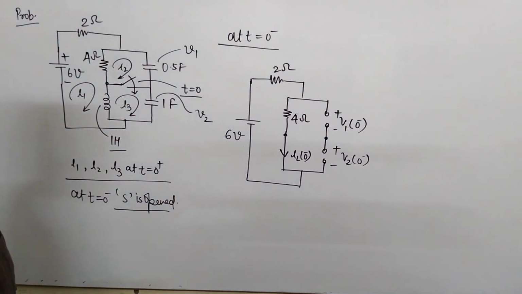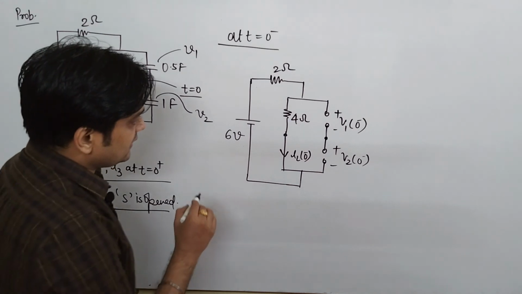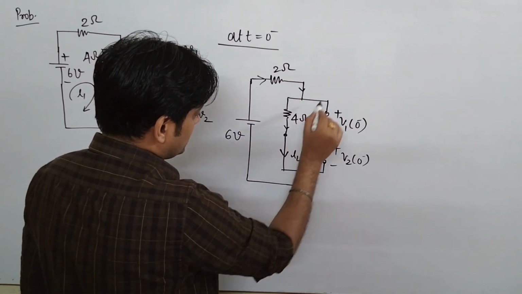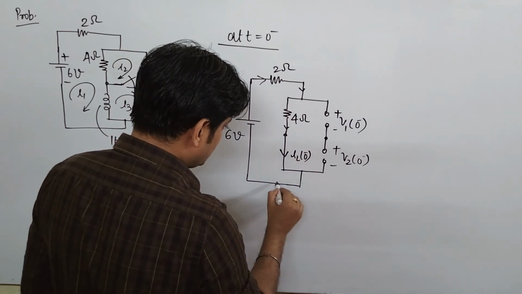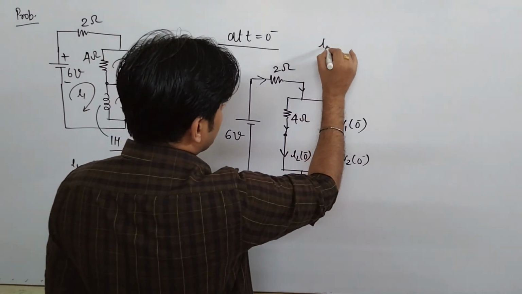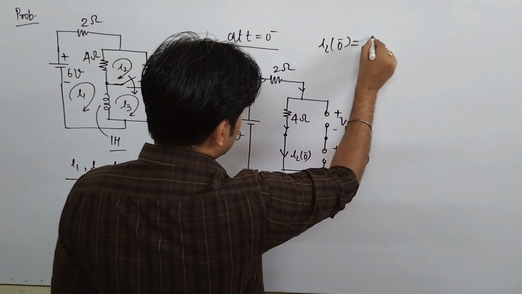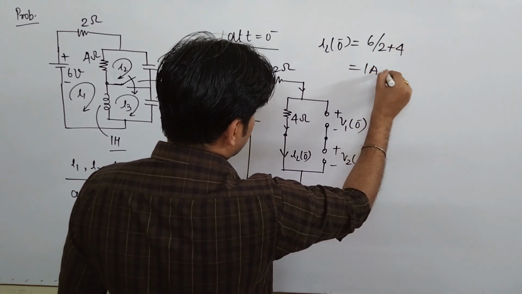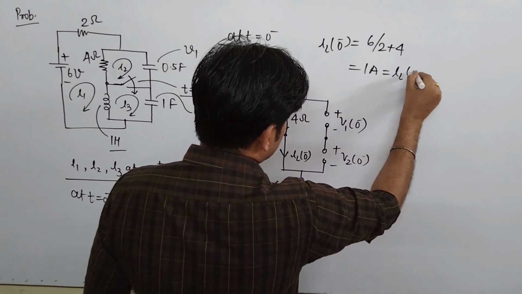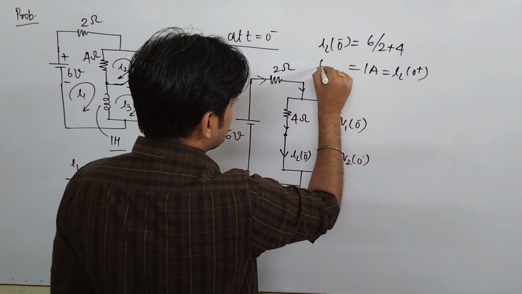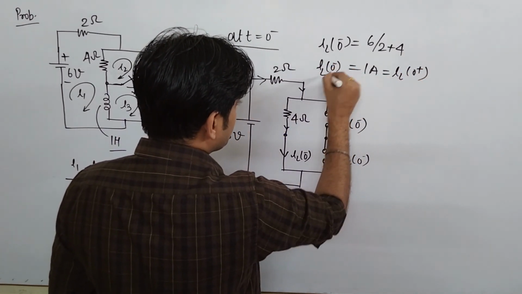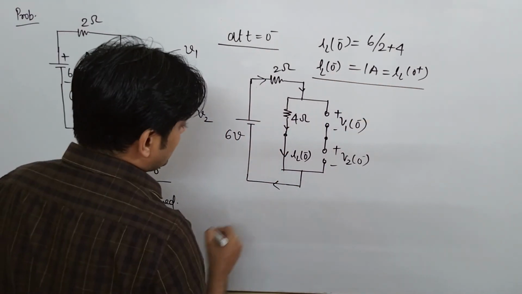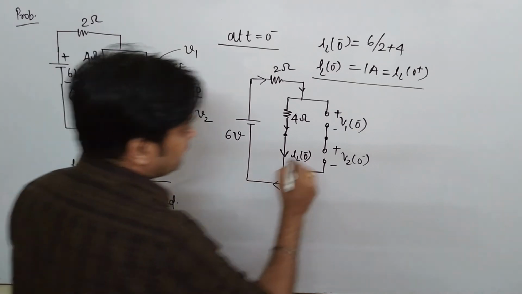This is our condition. From here you can say that the current will flow in this manner. It is open circuited, so this entire current will flow in this manner. So from here you can directly write the value of IL 0 negative as 6 upon 2 plus 4. That comes to be 1 ampere, and that is equal to IL 0 positive. That means initially the inductor is energized by a current of 1 ampere. That is important. Similarly, V1 0 negative and V2 0 negative you can find.